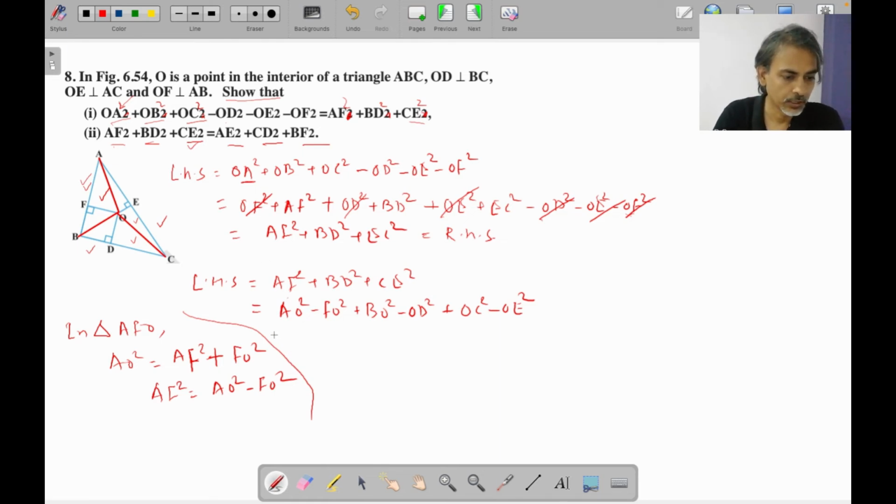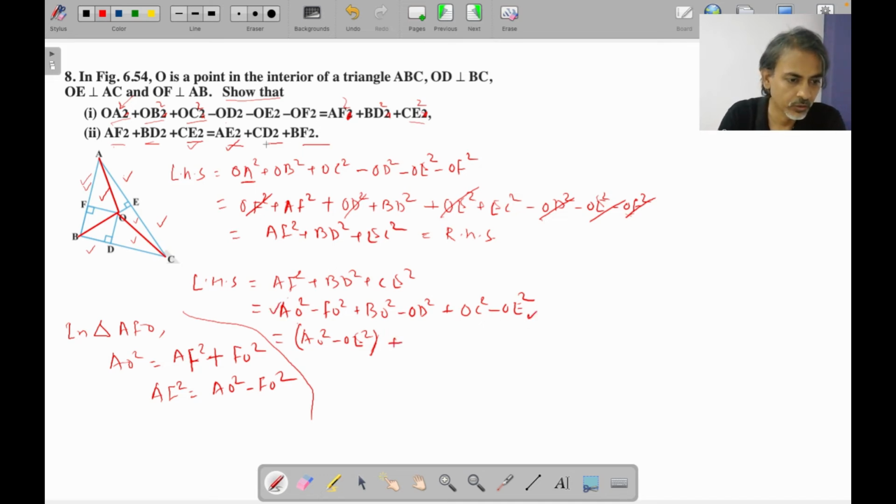Now I can rearrange these entities again. Why? Because I need to get AE square. AE is in this triangle. So if I get AO and OE, then I can get AE, right? So let's put AO square and OE square together. I'll take AO from here, OE from here.